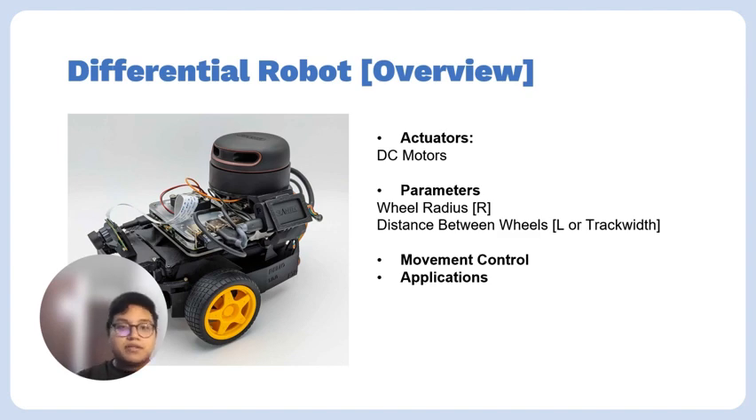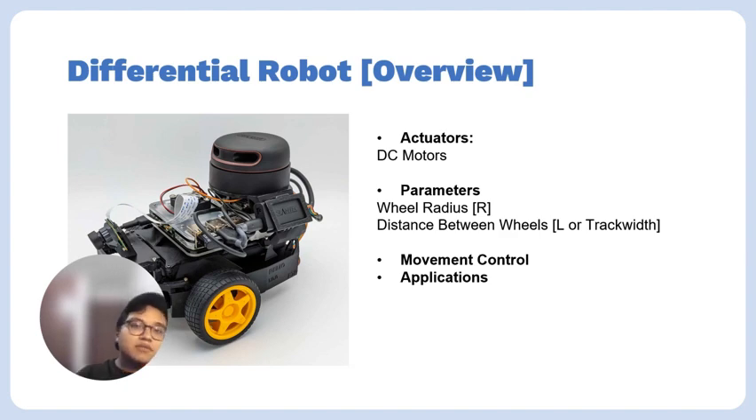Then we have some parameters like the wheel radius, which is denoted by an R. The radius of the wheels directly impacts the robot's movement. A larger radius increases the speed but may reduce maneuverability, while a smaller radius can enhance control at the cost of speed.